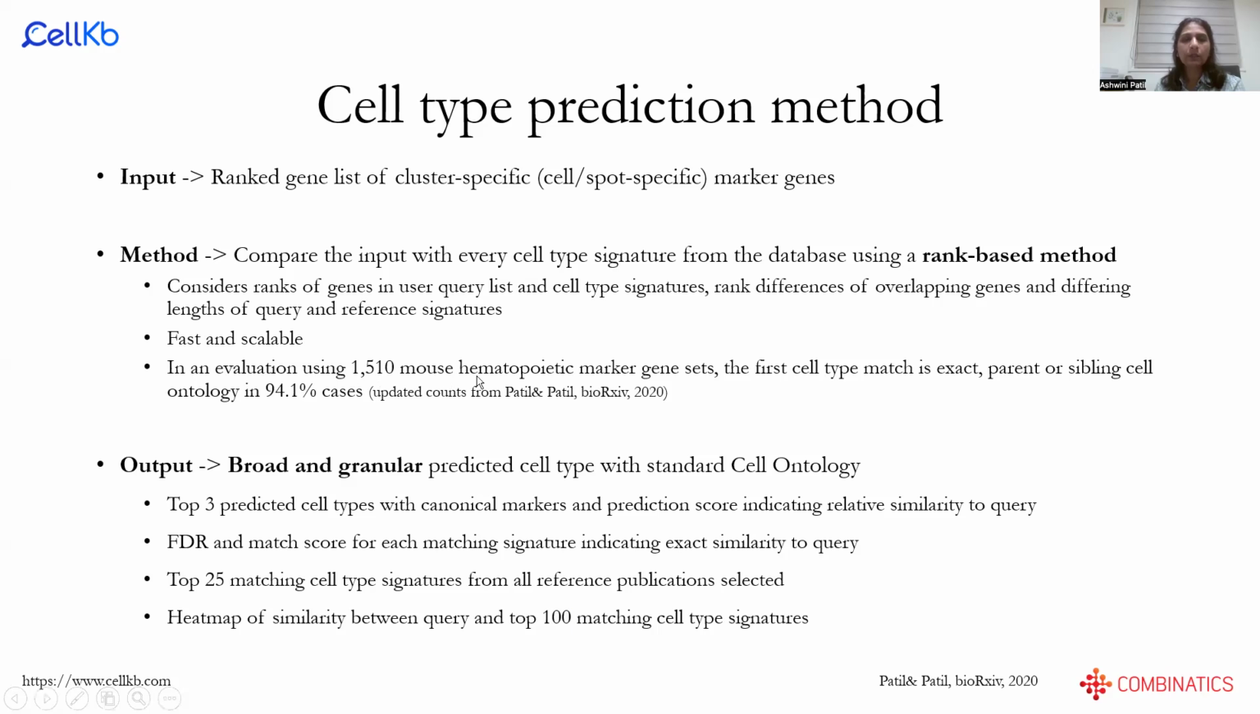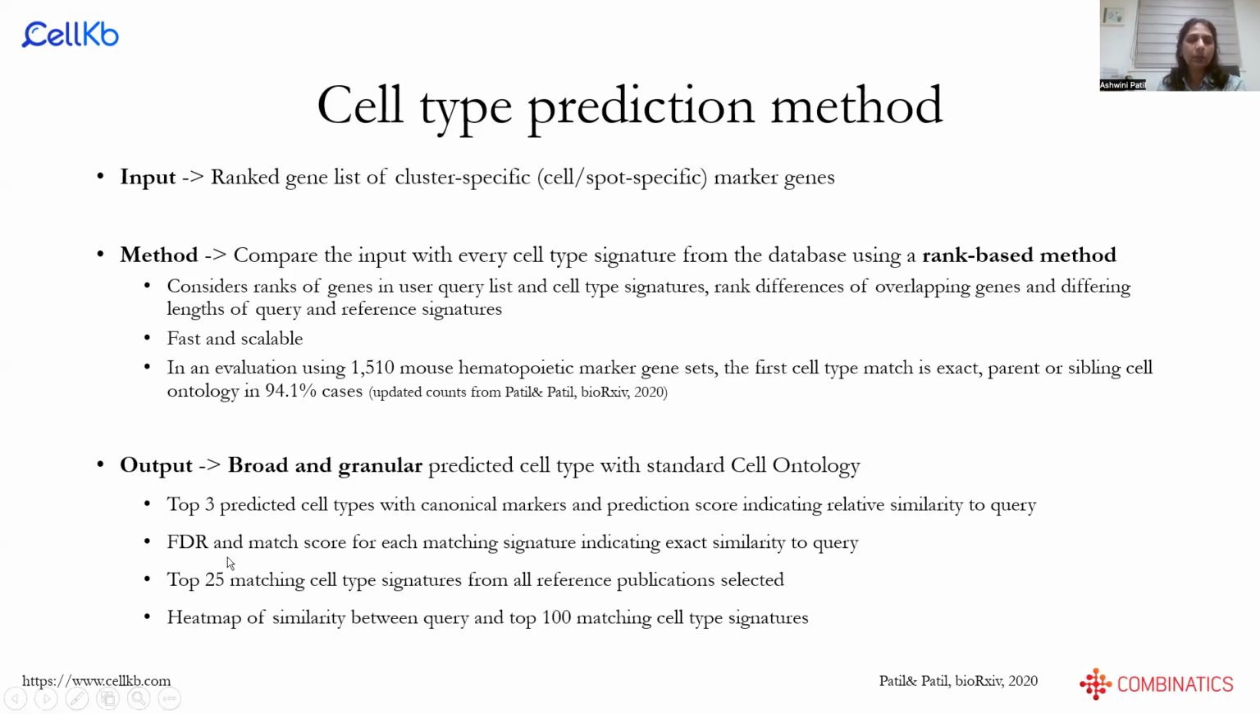And we have evaluated this against ImGen, and using this method, on the hematopoietic marker gene sets for mouse we were able to assign the exact match, a parent match, or a sibling match, that means related match, in 94% of the cases. This number was much lower in 2020 in this paper, but it is increasing as the database increases. Right? And based on this matching, we get a list of 100 cell type signatures that match the query, or the gene list that you give.